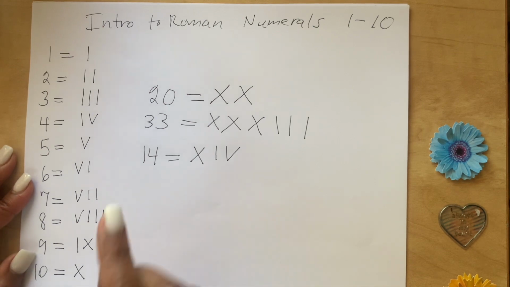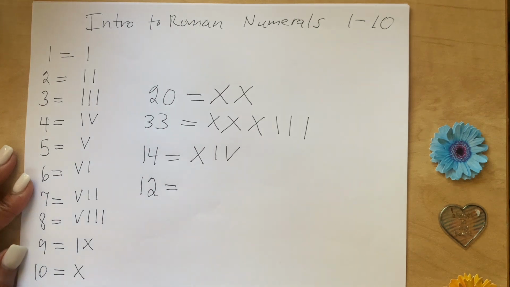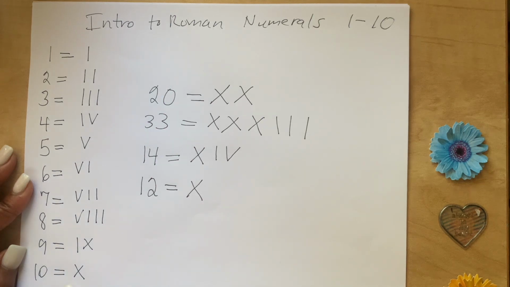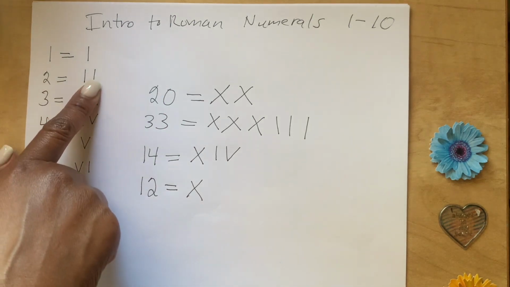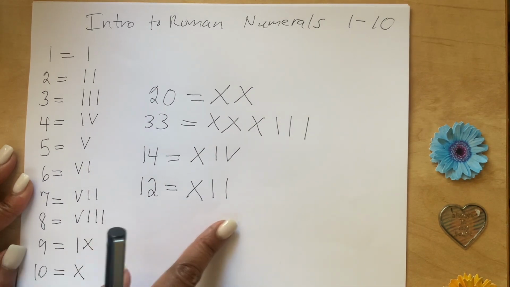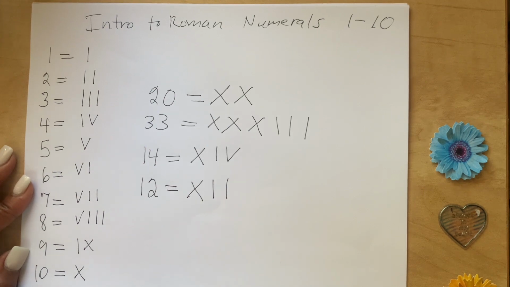Okay, let's look at another one. Let's say we wanted to do 12. Okay, so we're going to start with the X, because that's the 10. And then look up here, 2. 2 plus 10 is 12. XII. That's it. So it's very simple and straight to the point for the introduction to Roman numerals.